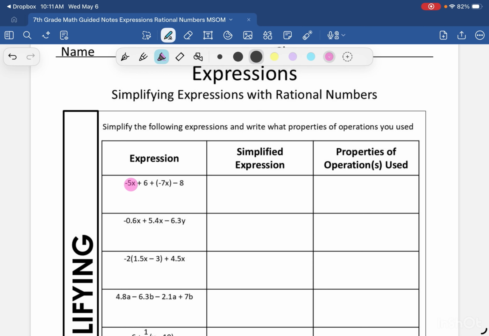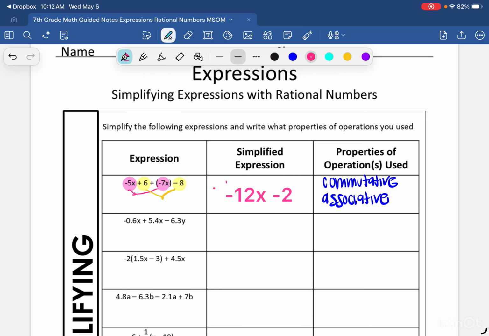Negative 5x plus 6 plus negative 7x minus 8. So I have highlighted my like terms here. I'm going to need to change the order right there, bring those ones together, and then group them together. And that's going to be the commutative property because I changed the order, and then the associative property because I'm grouping them together. And then I'm going to combine plus 6 and minus 8. So negative 5x plus a negative 7x is a negative 12x. 6 minus 8 is a minus 2.